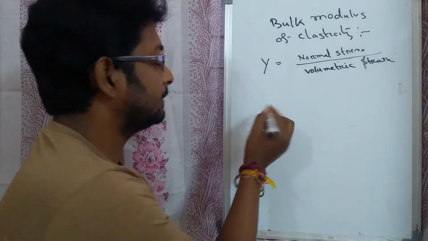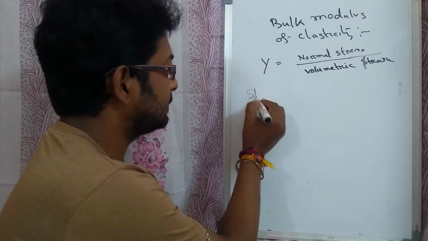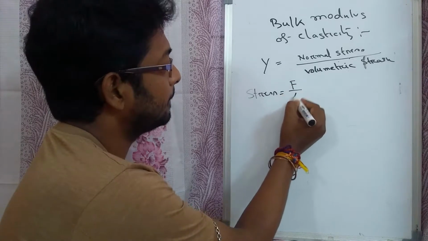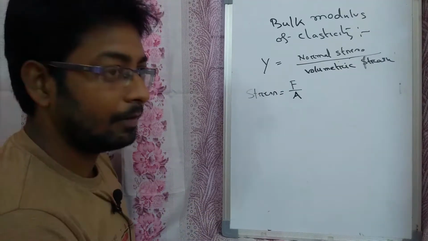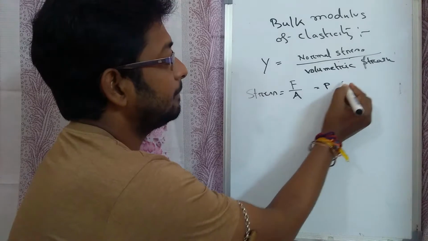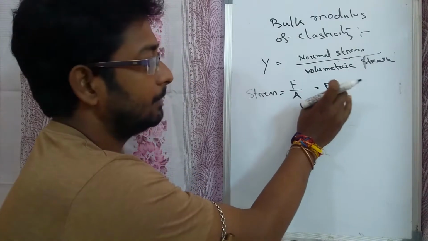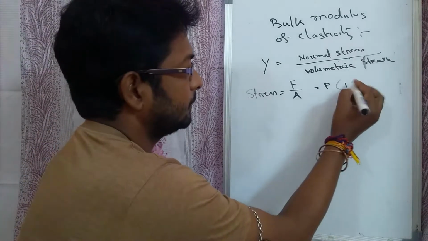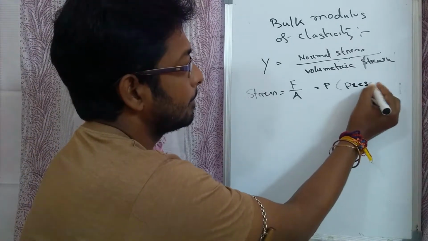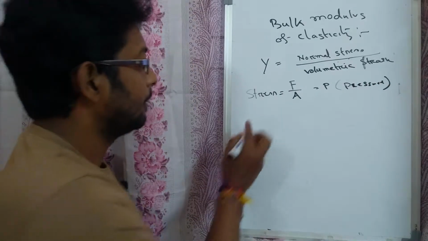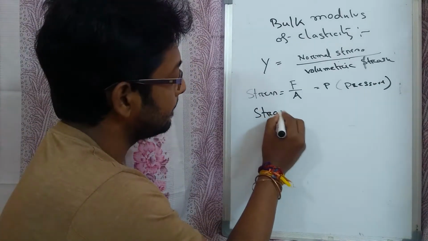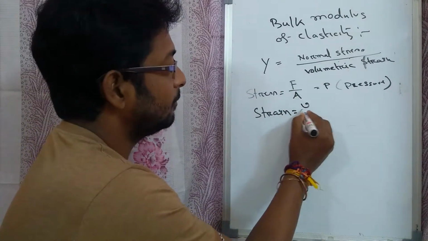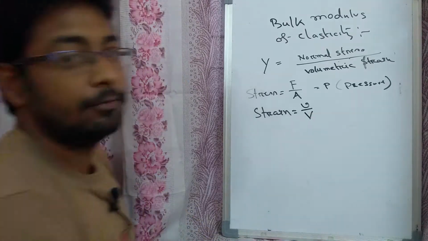So we know the formula for stress. Normal stress is force per area. We can also say that this is the pressure, because we know that pressure is the force per area. So this is the stress, and this is the pressure. We also know what strain is. Volumetric strain in that case is the change in volume by the original volume.